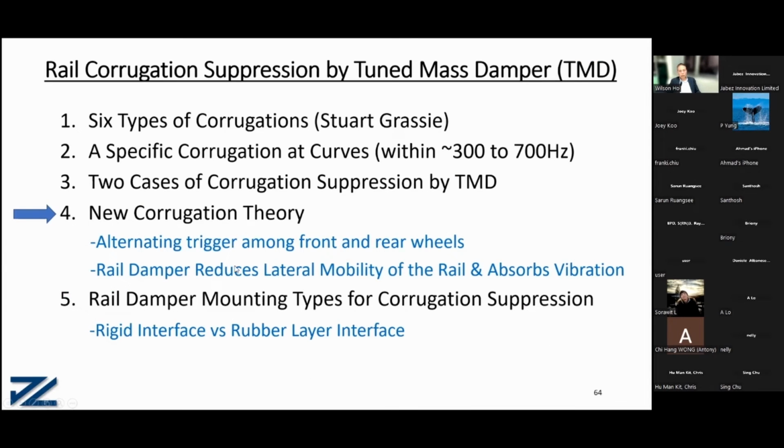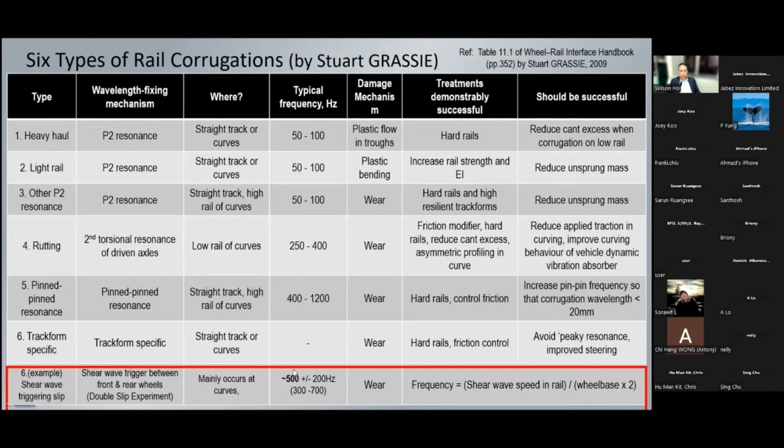We try to establish a theory. The concept is very simple. It is alternating triggering between the front and rear wheel. According to the 6 types of corrugation, this type of corrugation should be an example of the 6 types of corrugations. The sliding triggering between the front and rear wheel mainly occurs at the low rail, sometimes at the high rail.